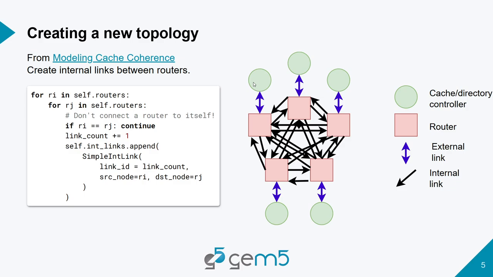So for instance, if we're doing an all-to-all, which I think I drew enough arrows there, then we need a link for every single pair of controllers in our system. Any questions so far? Okay.